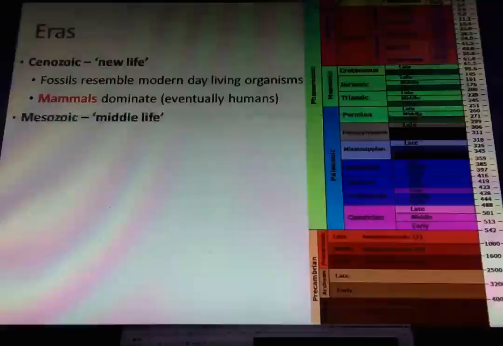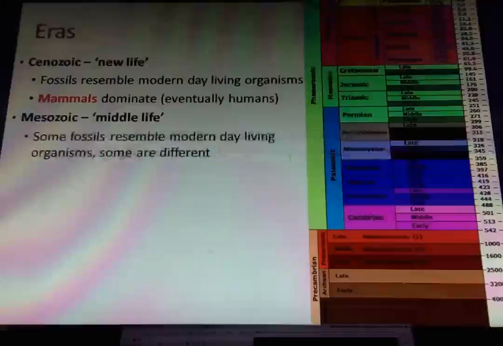Meso then, Mesozoic, middle, Meso, in the middle here. Some fossils do look like what we have today, but the vast majority of them are very different. So completely different plant life, completely different bird life, animal life existing during the Mesozoic period. At this point in time, reptiles really dominated the organisms that existed on Earth. So at the moment, it's mammals. Before us, it was reptiles.